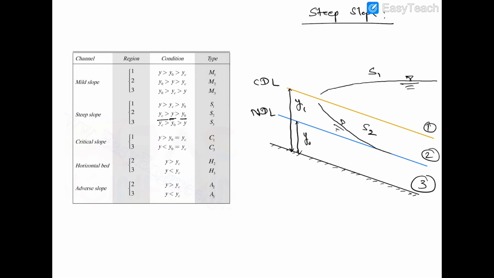In region number 3, the depth of flow should be less than Y0 and Y0 should be less than Yc. In region number 3, the water surface profile will have increasing water depth, and near the NDL it should be parallel to the NDL, and when it approaches the bed in this case it will have high curvature. That's why we do not draw the profile near the bed in this case. So this is the final shape of the S3 profile.